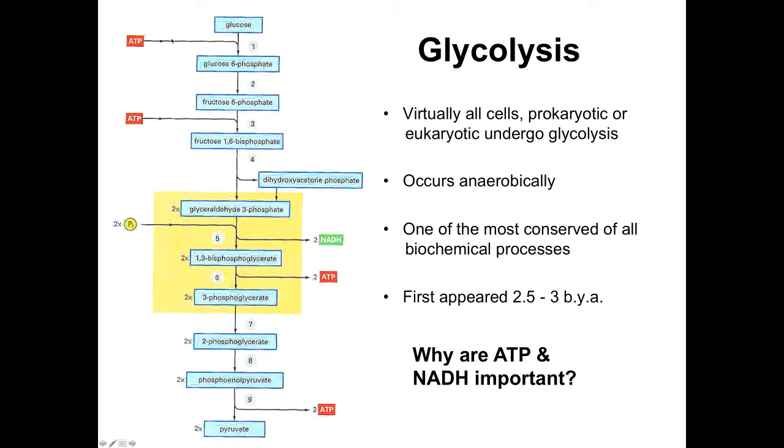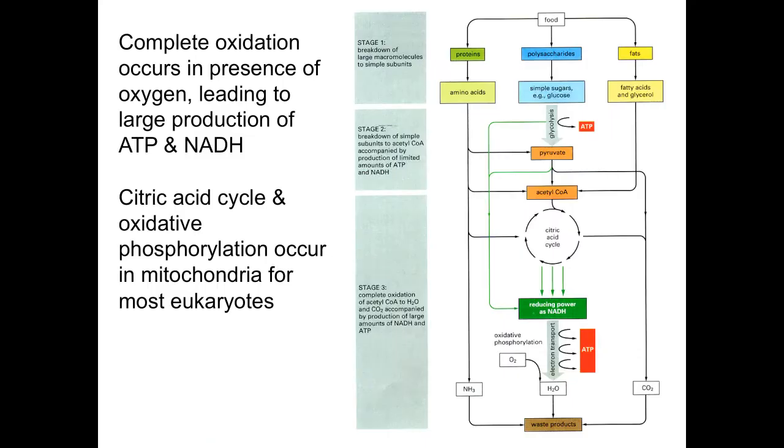And in the cartoon, you can see that glycolysis requires a little bit of ATP, but some ATP and NADH are generated from glycolysis. And I'll leave it to you to recall why ATP and NADH are important in the economy of cells. You do know that complete oxidation occurs in the presence of oxygen, and that leads to a very much higher level of production of ATP and NADH.